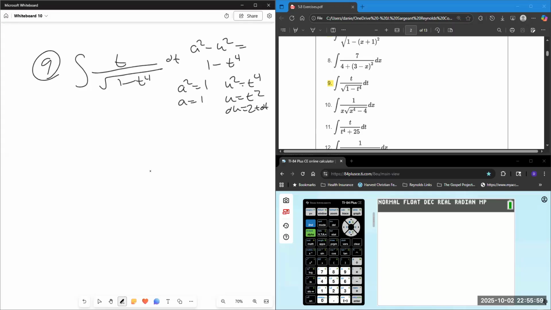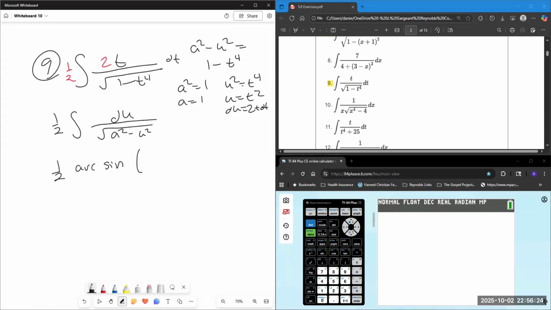So if I need a 2t dt in the top, then I need a 2 and I need a 1/2 to balance it out. So that makes this 1/2 integral of du over root a squared minus u squared. And that's going to be 1/2 arc sine of u over a plus c, which is 1/2 arc sine of t squared over 1, which is t squared, plus c.